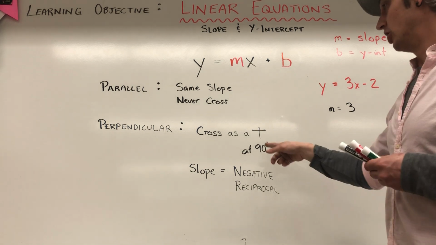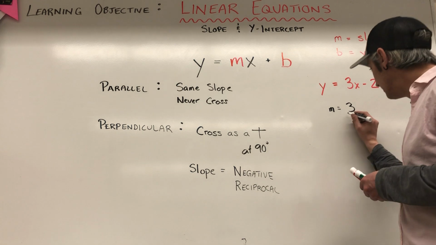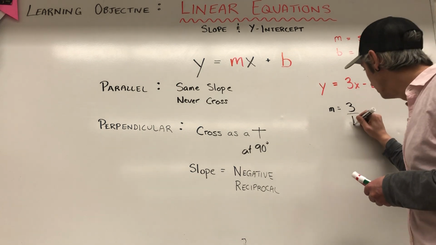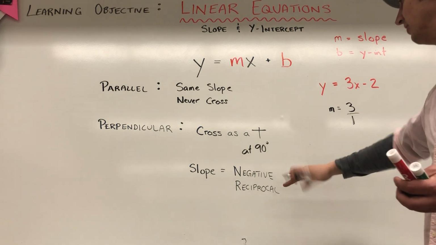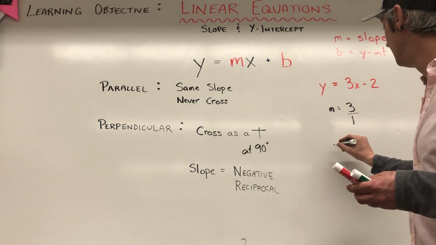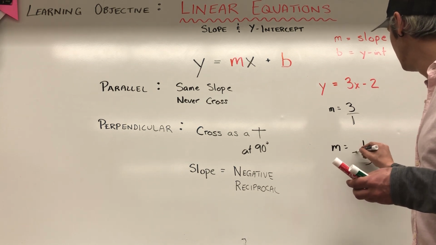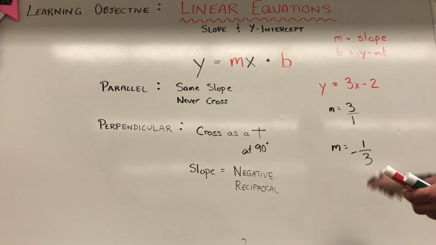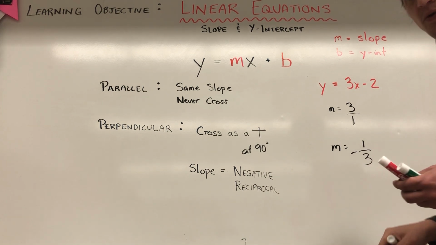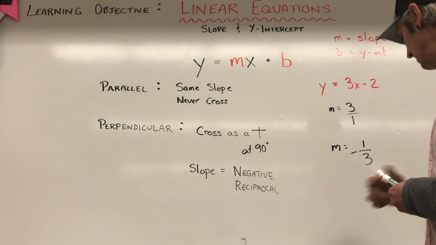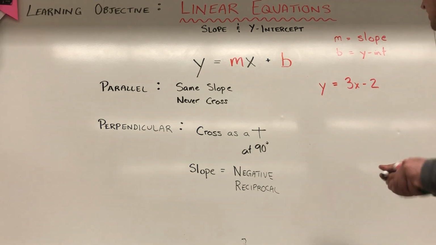So perpendicular means I do the reciprocal, I flip the fraction, and remember this is invisible over 1. That's going to help, right? So this is 3, aka 3 over 1. So I'm going to flip it and then take the negative. So the slope of a perpendicular line is going to be, flip it, 1 over 3, negative. So the slope of a line perpendicular to this equation is -1 over 3. That is perpendicular versus parallel, okay?